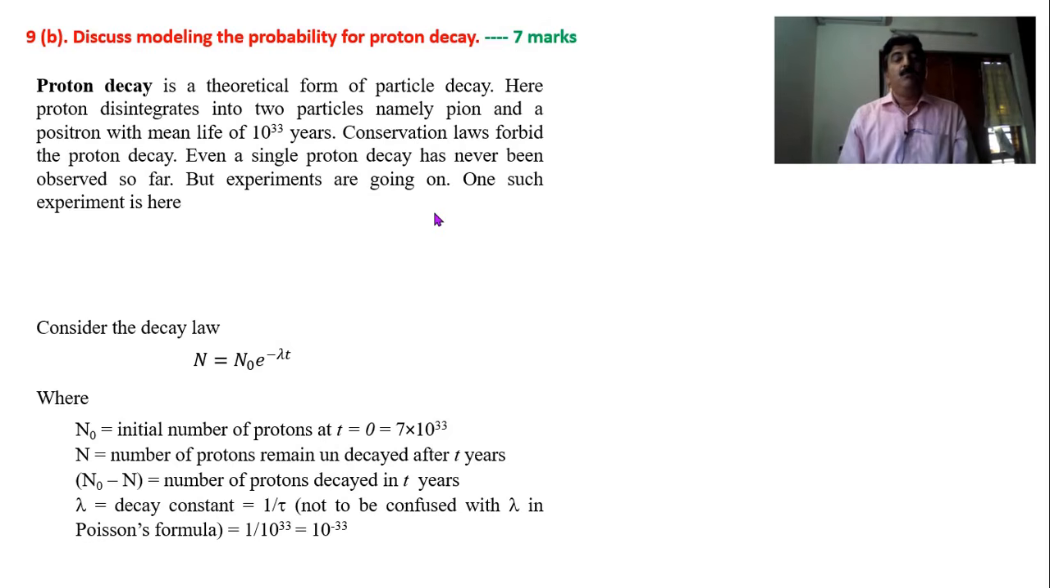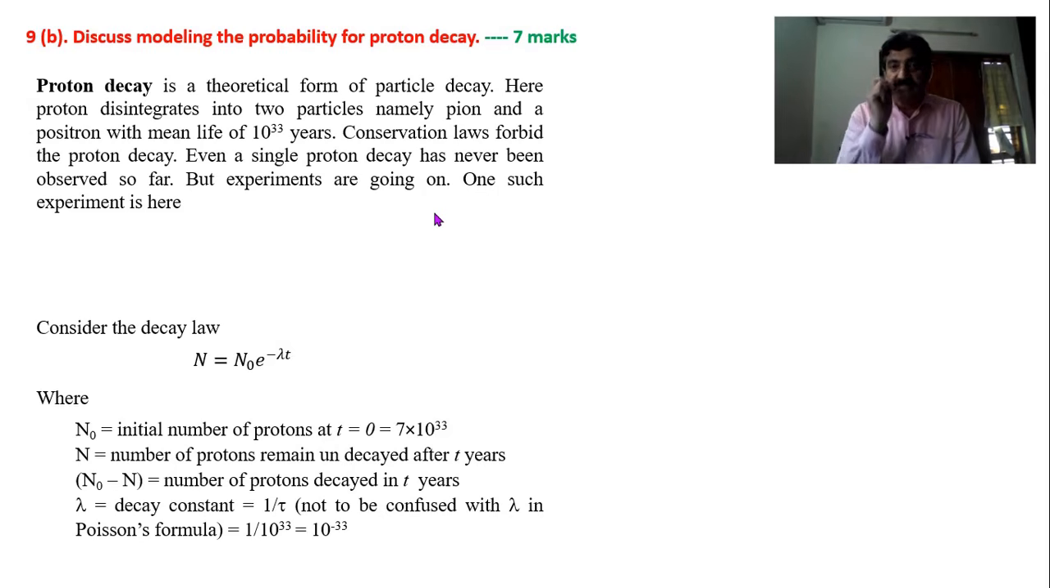See, it is like this. Proton decay is a theoretical prediction in which a proton decays into two particles, namely a pion and a positron, with a mean life of 10 power 33 years. Actually, some selection rules, some conservation rules forbid proton decay from happening. According to certain laws of conservation, proton decay is not possible. But still, across the globe, experiments are going on. People are trying to find out, is there any proton decay?